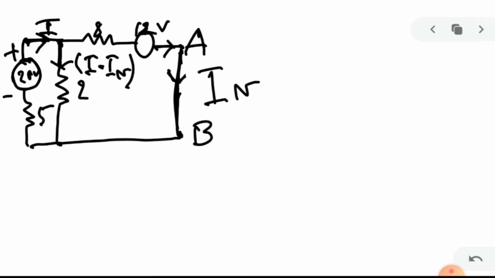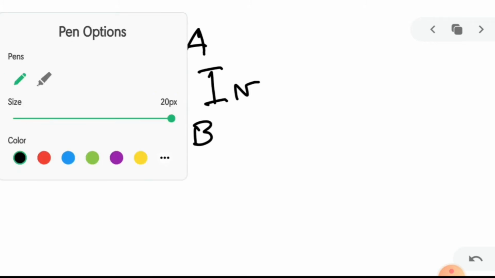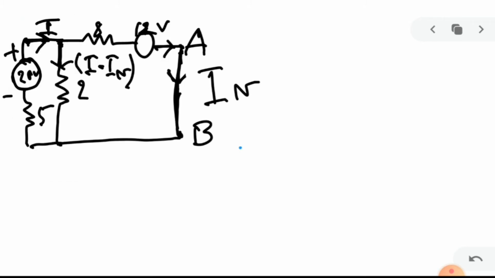So now we need to calculate the IN. How can we calculate the IN? It is simple: applying Kirchhoff's voltage law, KVL. So applying KVL in the two circuits.